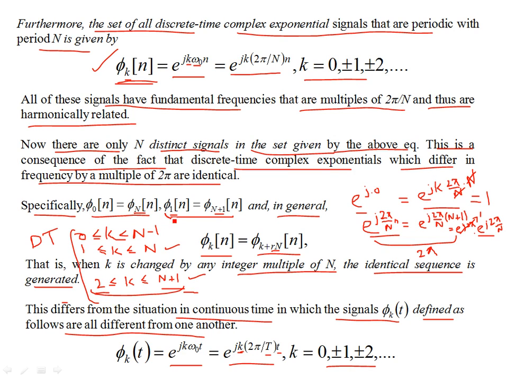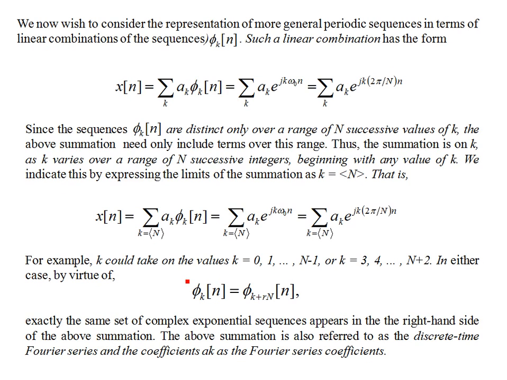So these two expressions are the same. Similarly, k equal to 2 is the same as k equal to N plus 2. So you don't need to repeat the exponentials or the same patterns. So the discrete Fourier series you will see is going to be a finite series, and there won't be any convergence problems.